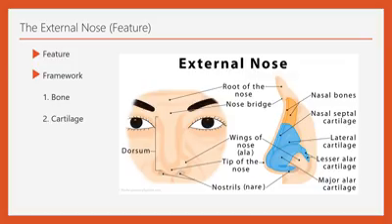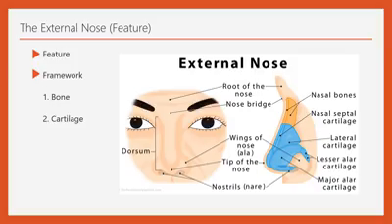Okay, so what is the nose? The nose is an organ and it consists of the external nose and the nasal cavity. So what is the external nose? The external nose is a pyramidal projection of the face and it presents a free tip, an apex and the root of the nose.